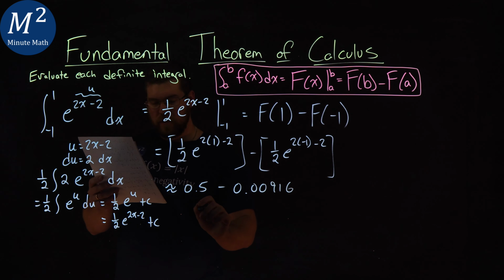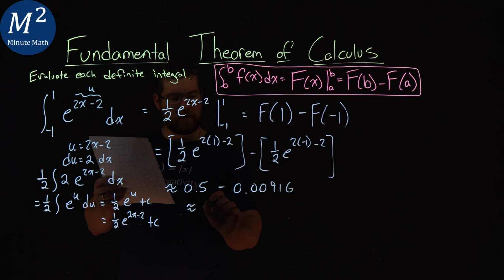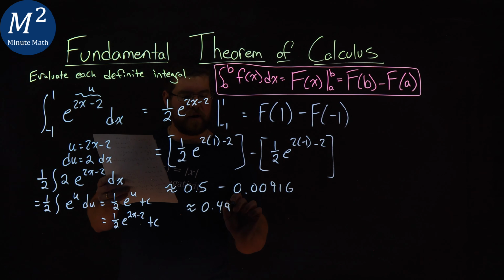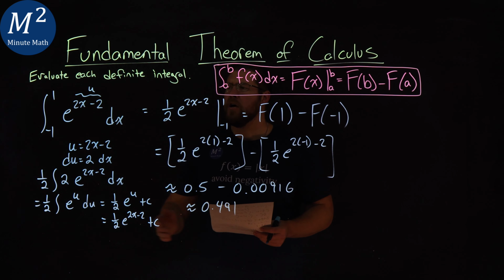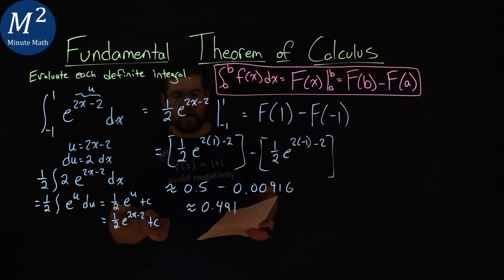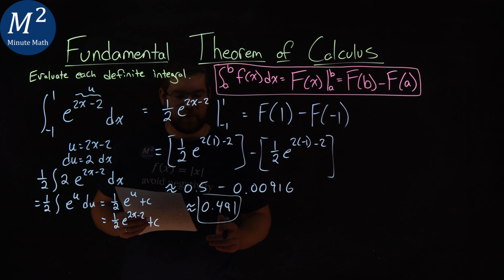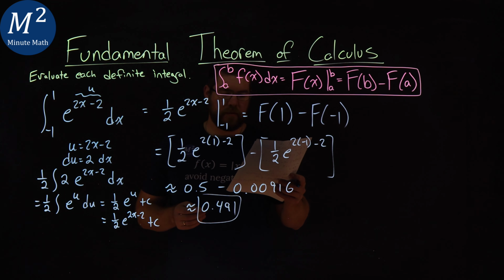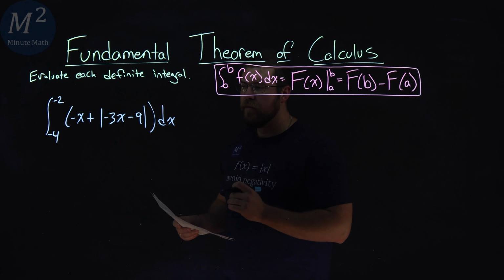0.00916. So we round this out and we get an approximate answer of 0.491. Okay? So our integral from -1 to 1 of our function is approximately 0.491.